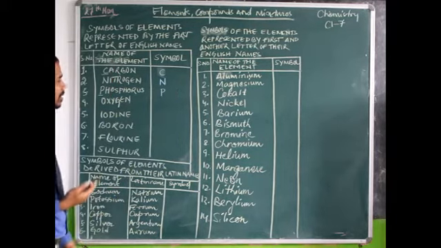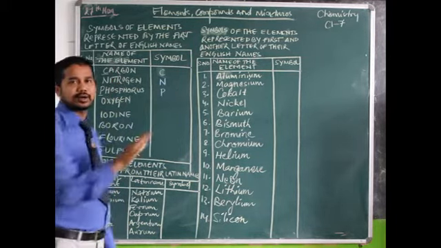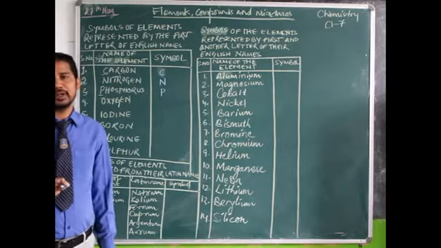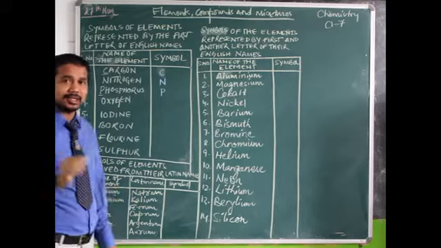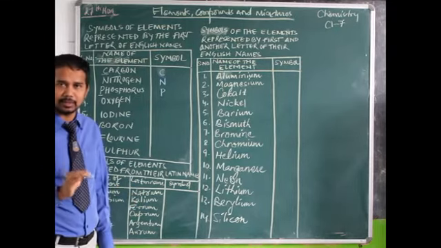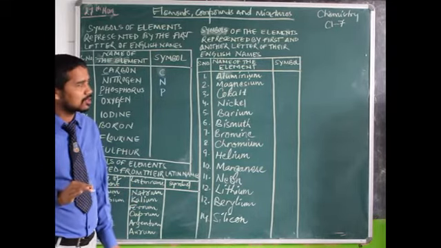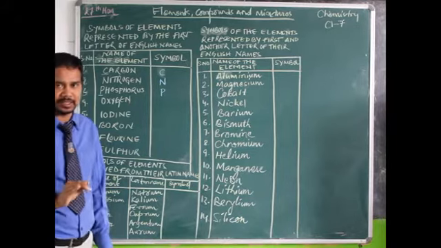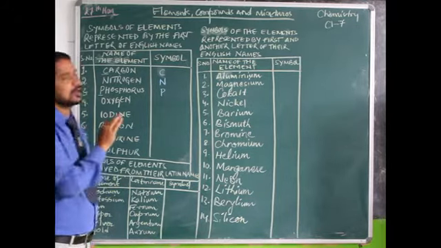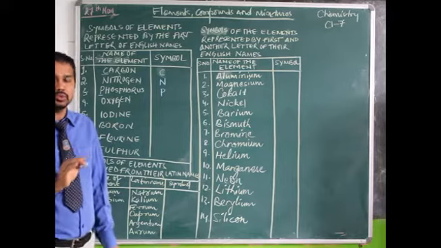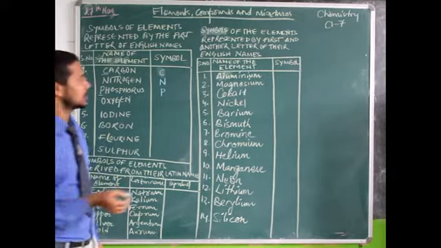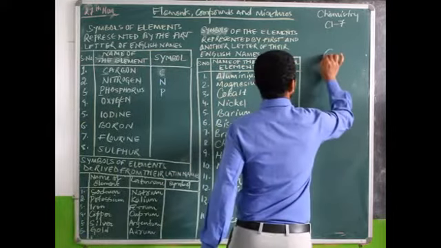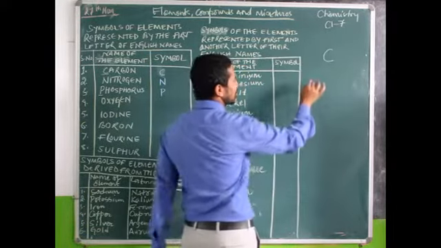So whenever I write C, two things can be understood. Number one, when I write C, it means it is the element carbon. It is the name of the element. And number two, what will we understand from there? One atom of carbon. So by this symbol C, what are the things I will understand?